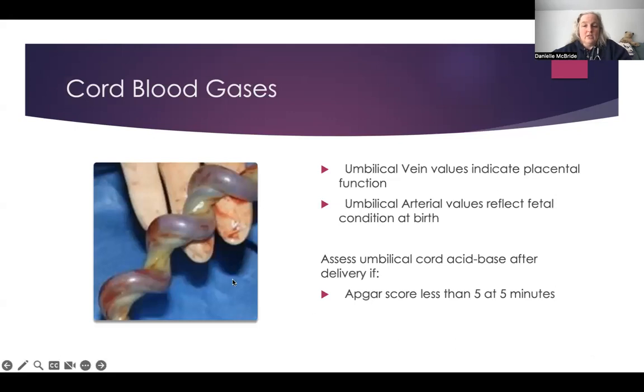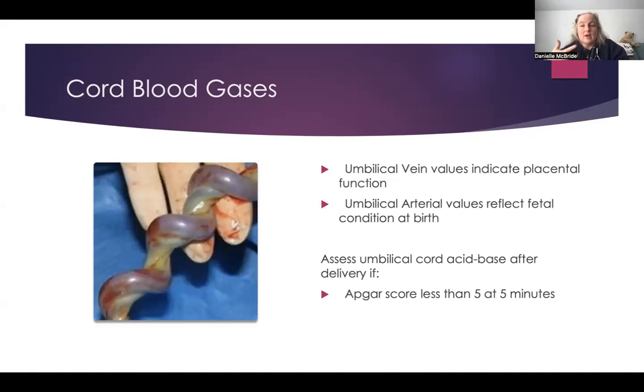So which one do you think has the oxygenated blood? Which one is the vein? This big guy here is the vein. So this is where the oxygenated blood is. If I take blood from here and I send it to the lab, it's going to give us a really good idea of what was coming into baby. What I care more about was what was coming out.